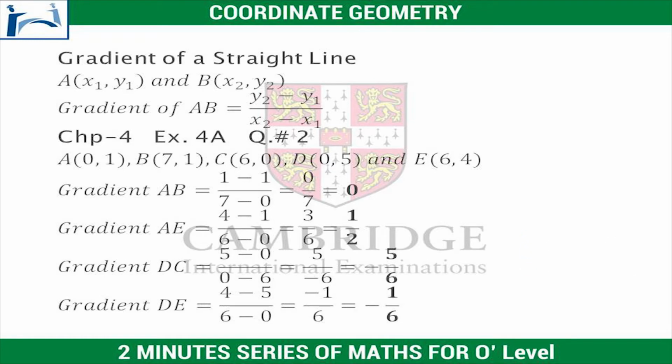In question number 2, exercise 4a, we have the points A, B, C, D and E. The gradient of AB we calculate: 1 minus 1 over 7 minus 0 equals 0 over 7, that is equal to 0. Gradient of AE is equal to 4 minus 1 over 6 minus 0 equals 3 by 6 equals 1 by 2. Gradient of DC equals 5 minus 0 over 0 minus 6 equals 5 over 6 with negative sign. Gradient of DE equals 4 minus 5 over 6 minus 0, which is equal to minus 1 by 6.